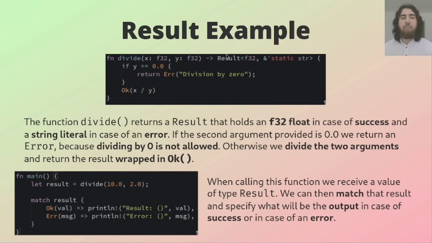As you can see, we would get back a result type, meaning the result type has two variants, either OK or error. And we can here use pattern matching to destructure the inner value, for example, this F32, into the variable val, which we then can print out. And in case of an error, we will get back this string over here, the error message, and we destructure it into this variable here and then print it out.